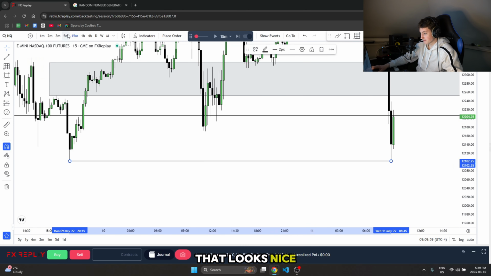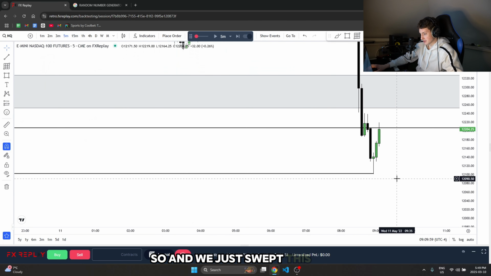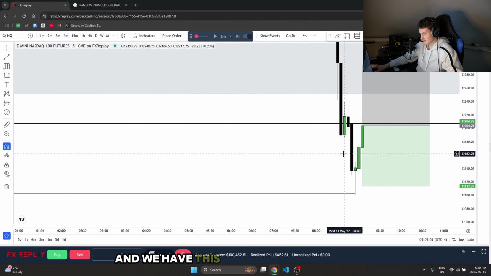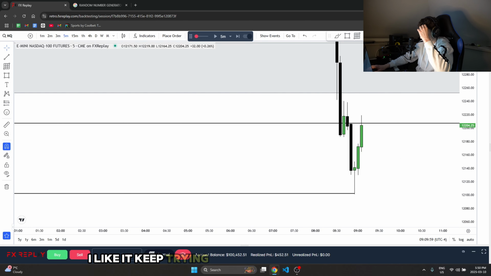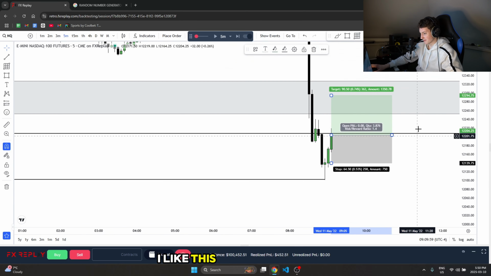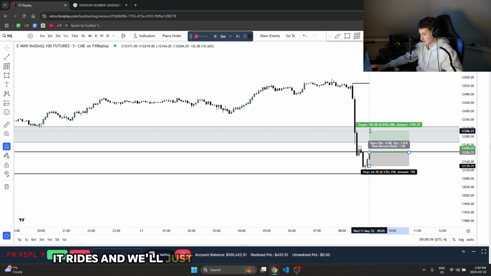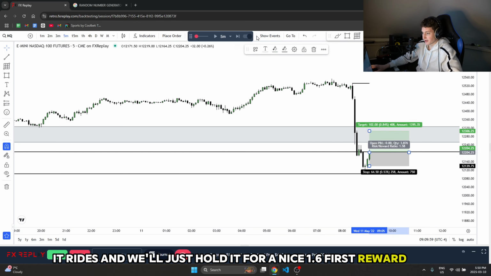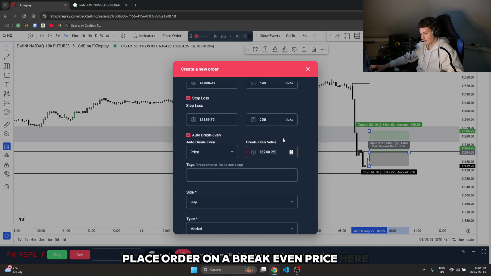That looks nice. And we just swept this low, and we have this 5-minute inversion here. I like it. I keep trying the wrong position. Right here. I like this. Break even's quick, but if it rides, it rides. And we'll just hold it for a nice 1.6 risk to reward here. Place order, auto break even, price here.